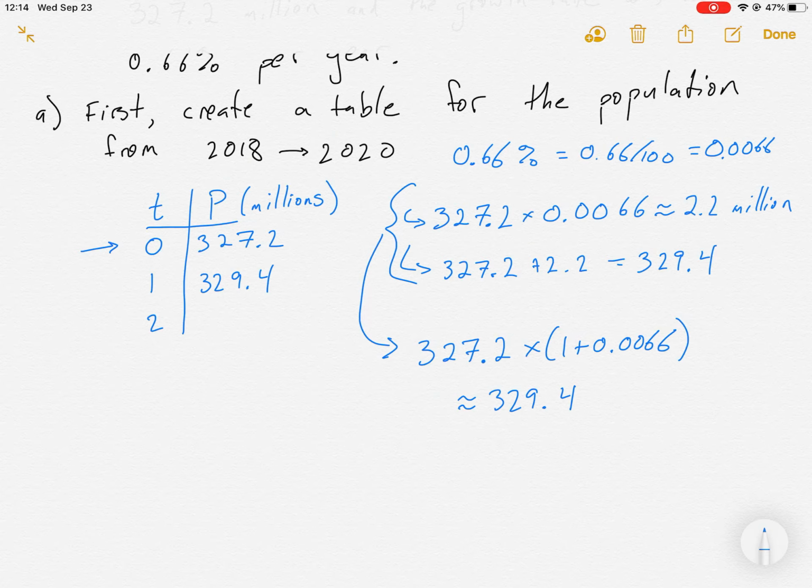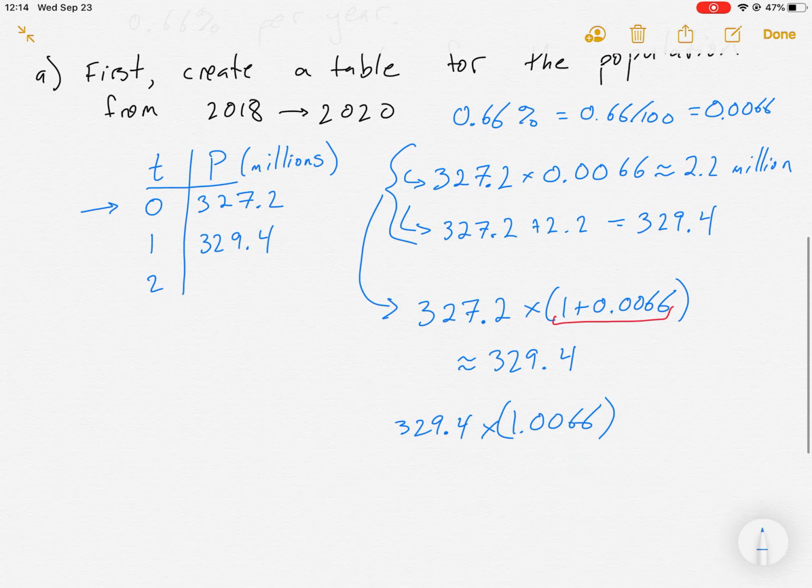And so then in the next one, we're going to take 329.4 now, and we're going to multiply that by 1.0066. So I'm just multiplying it by 1 plus r here. And so when I do that, I get 331.5 roughly. You might get a different number if you use the rounded version, so let me just double check that. 331.6 is what we'll go with.